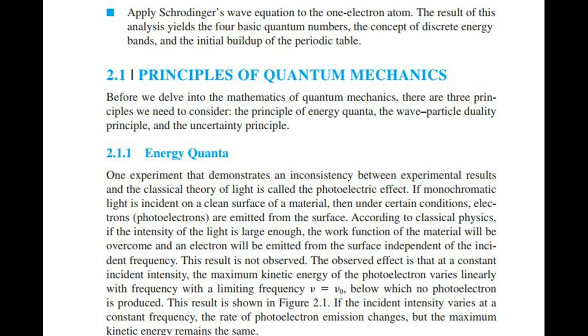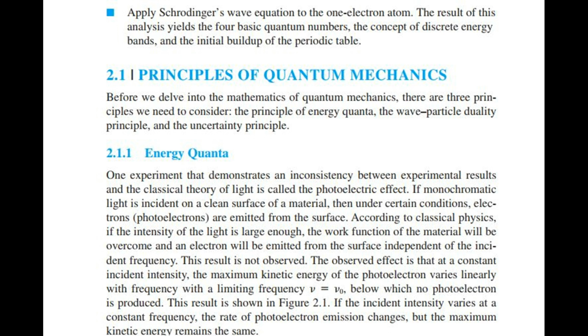2.1.1 Energy quanta. One experiment that demonstrates an inconsistency between experimental results and the classical theory of light is called the photoelectric effect. If monochromatic light is incident on a clean surface of a material, then under certain conditions, electrons, called photoelectrons, are emitted from the surface. According to classical physics, if the intensity of the light is large enough, the work function of the material will be overcome and an electron will be emitted from the surface independent of the incident frequency. This result is not observed.